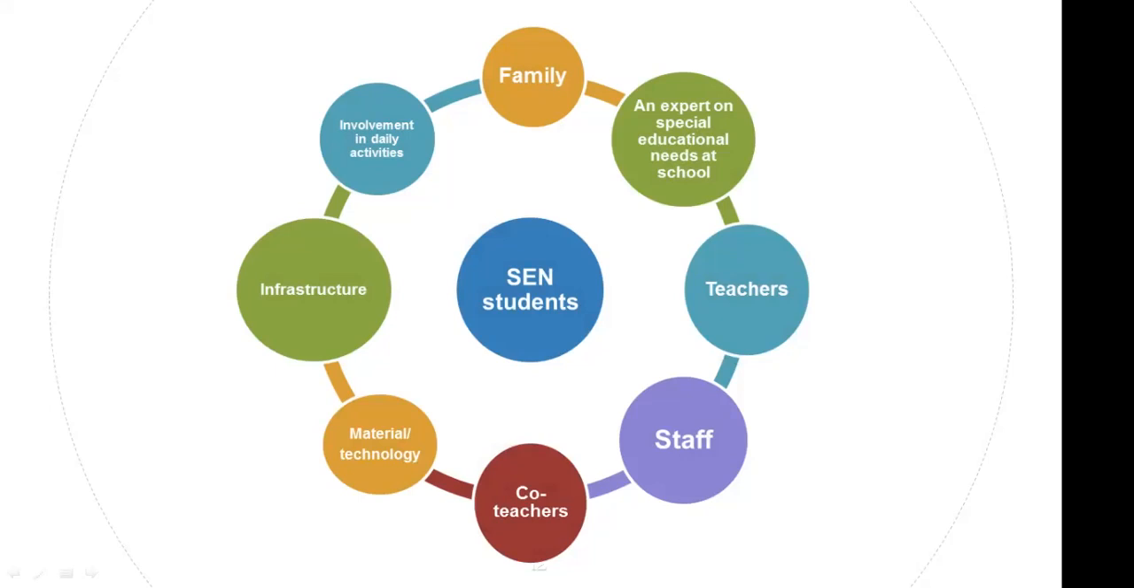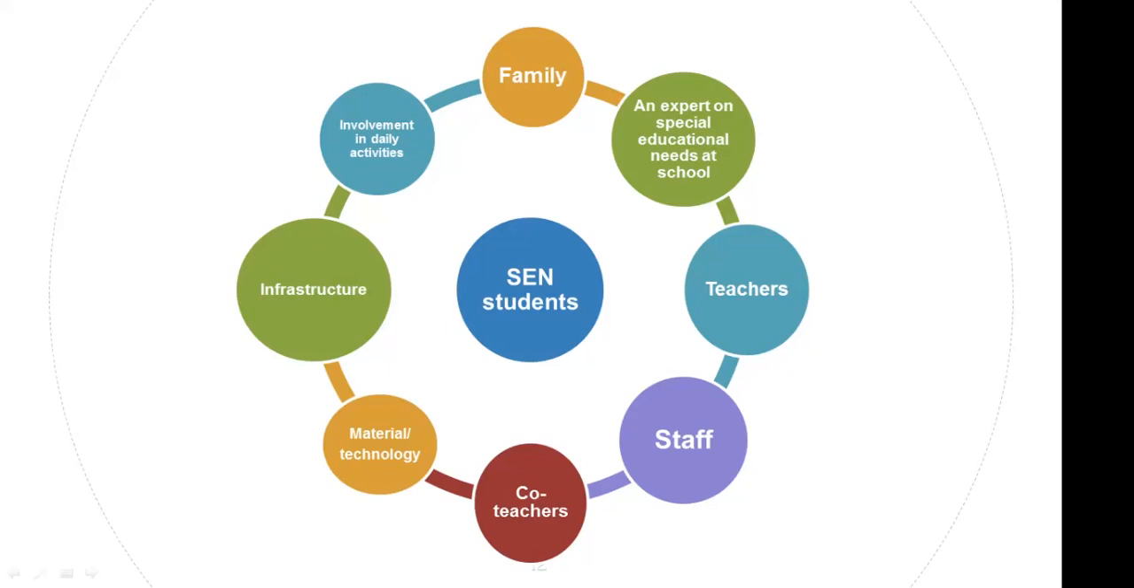I would like to talk more about this topic, but as a summary, we present to you this schema where you can see all the ingredients, all the people or the elements that are around STEM students. First, we have family, of course, an expert on special education needs at school, because common teachers are not experts, so we need to have an expert. Teachers, staff, co-teachers, material and technology, the infrastructure, and involvement in daily activities.